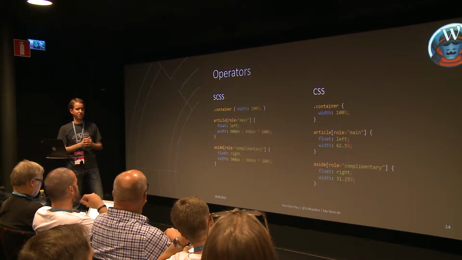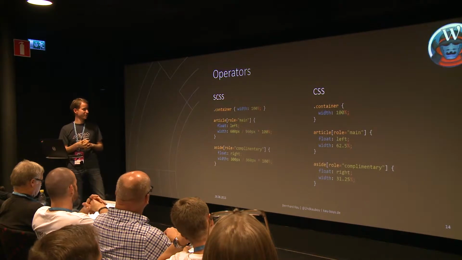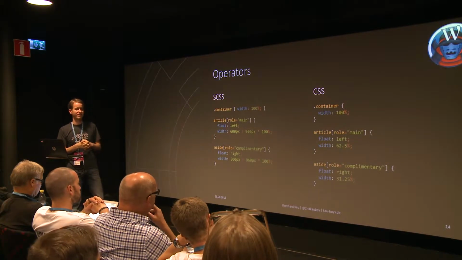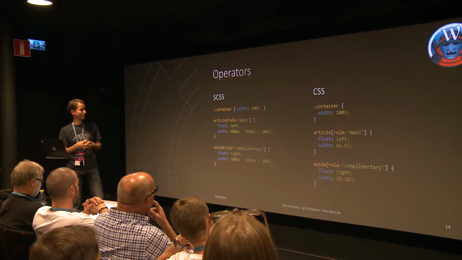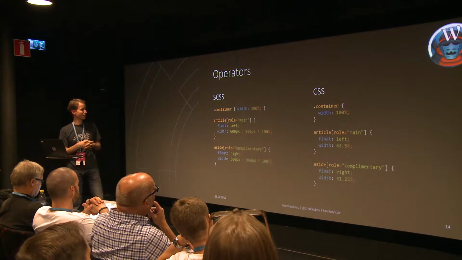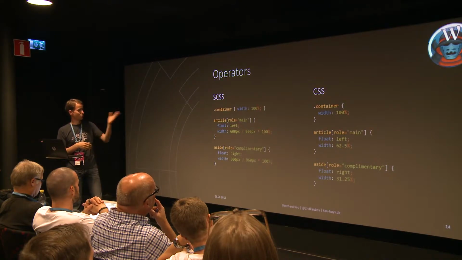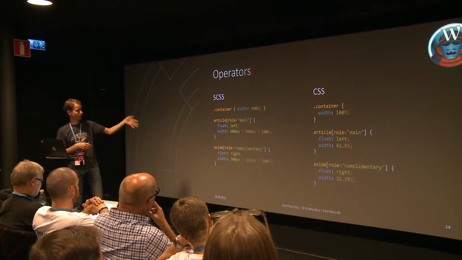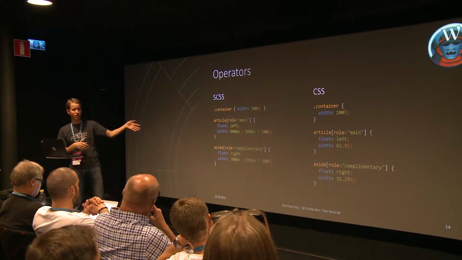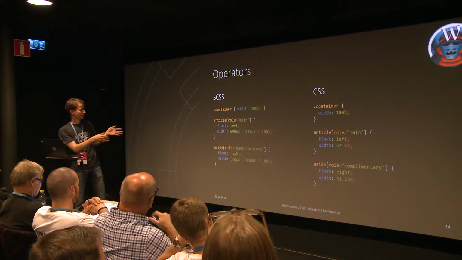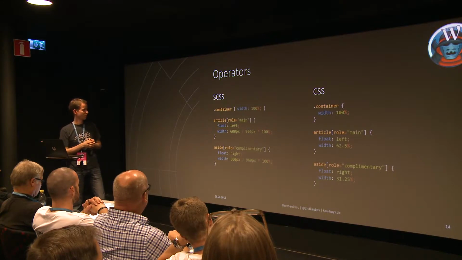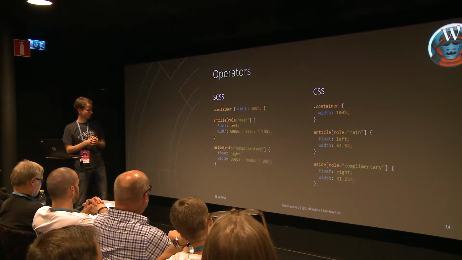Then there's operators. So what you can do with SASS is you can do some math, and you can even have different types of units. So let's say you have a container and you have an article and a sidebar, and you want to make the article 66%, so 2/3, and the sidebar 1/3. So yeah, then you can do some math.